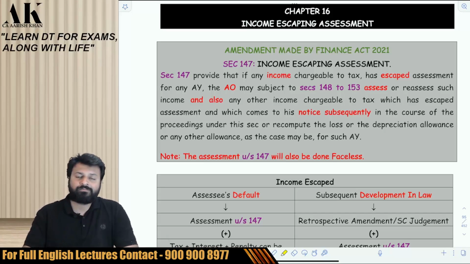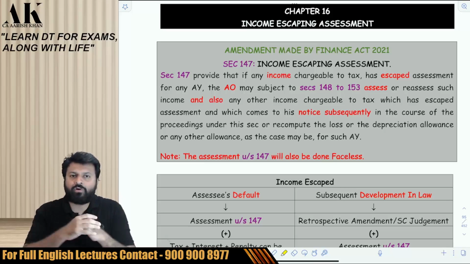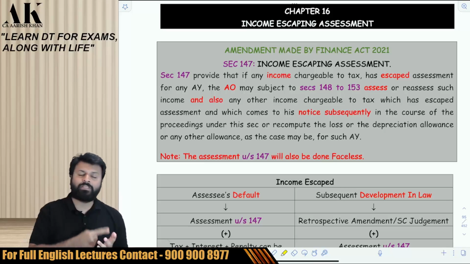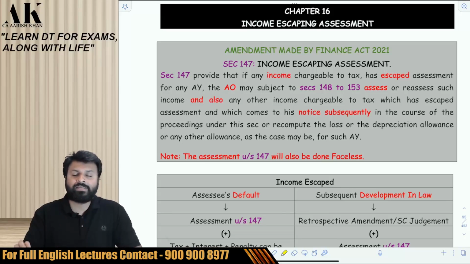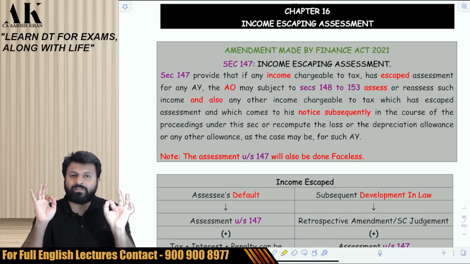Now, what will happen in this? There is a series of sections which you have to follow over here, that is from 147 to 153. 147 is complete only if you are done with 148, 149, 150, 151, 152, and 153. You have to do these series of 7 sections, then only you are done with this particular topic.